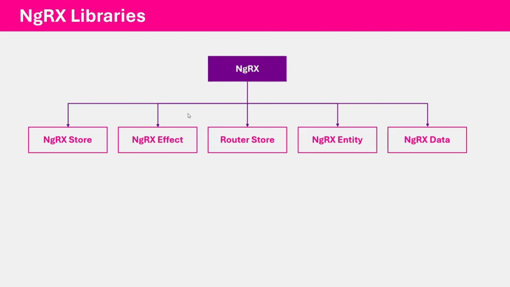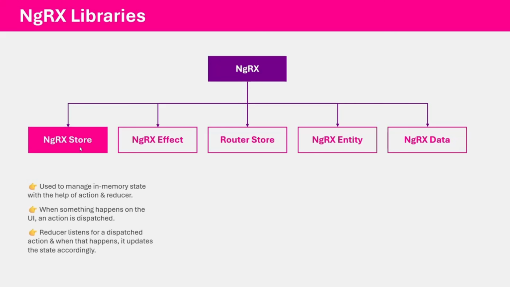Now, as I mentioned, the NgRx library consists of different components. You can say it consists of different libraries. We have NgRx Store, which is the most basic library we need in order to implement state management. Then we also have NgRx Effects, another library we need when we want to handle side effects in our Angular application. These two are the most important ones. After that, we have Router Store for handling router state, NgRx Entity, and NgRx Data. Let's briefly talk about each of them one by one, and let's start with NgRx Store.